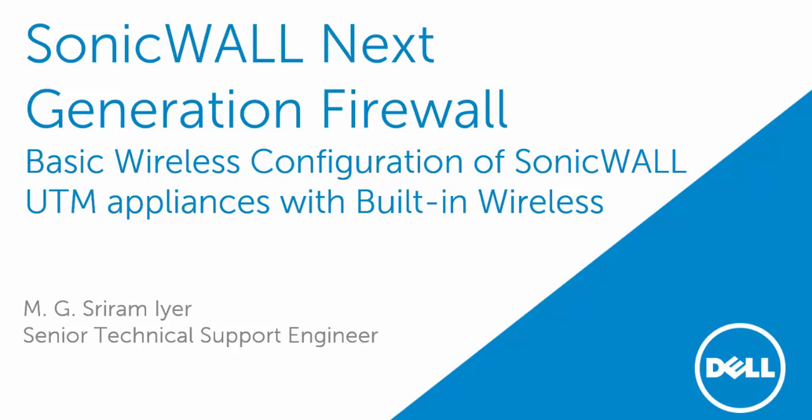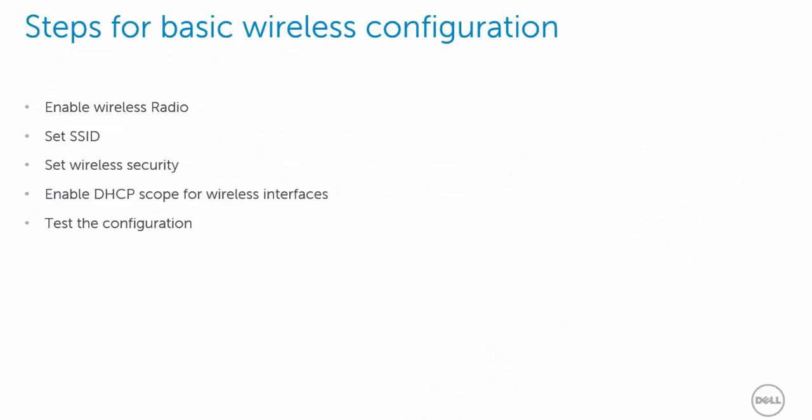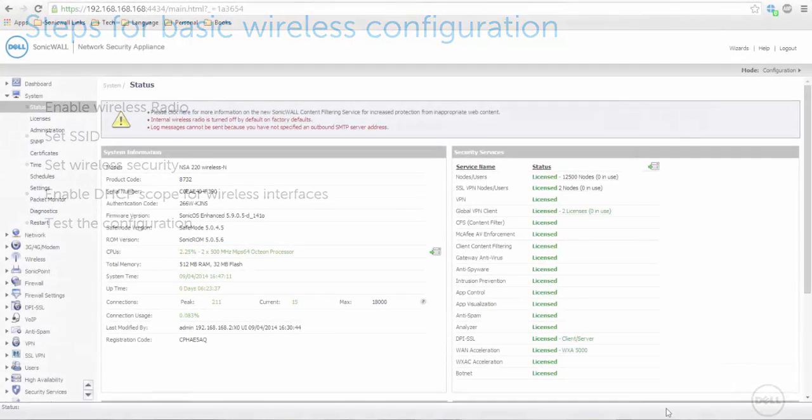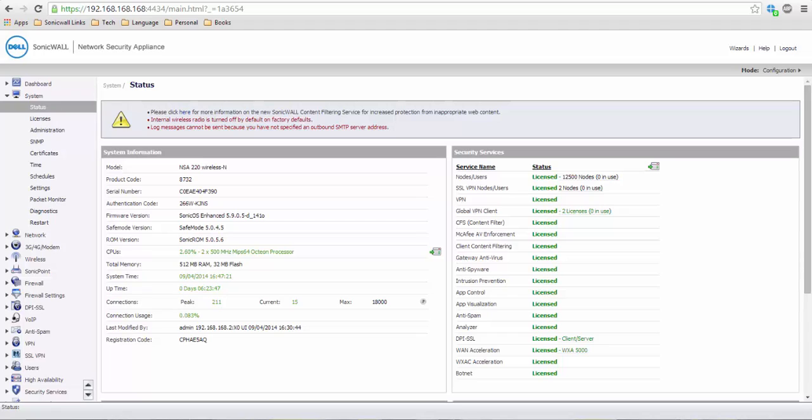In this video, I am going to show you the basic wireless configuration of SonicWALL UTM appliances with built-in wireless. These are the steps for basic wireless configuration. Enable wireless radio, set the SSID, set wireless security, enable DHCP scope for wireless interface. Test the configuration. I am logged into the management interface of an NSA 220 wireless.